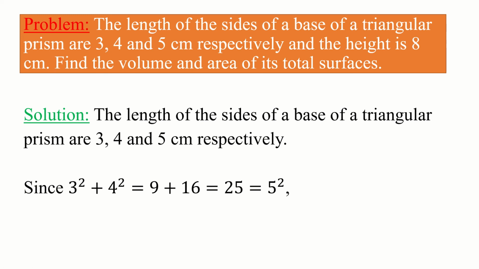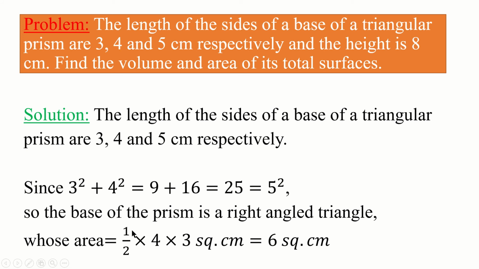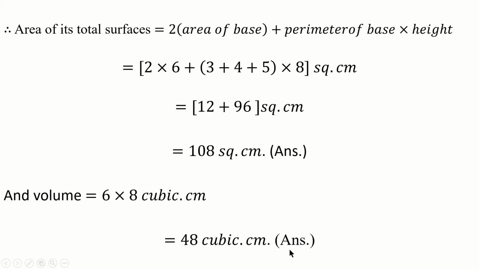Clear? So the base of the prism is a right angled triangle whose area is half into base into height. You can take any one of these as base, and the other as height, no problem. This equals 6 square centimeter. That means the area of the base is equal to 6 square centimeter. You have to remember this.